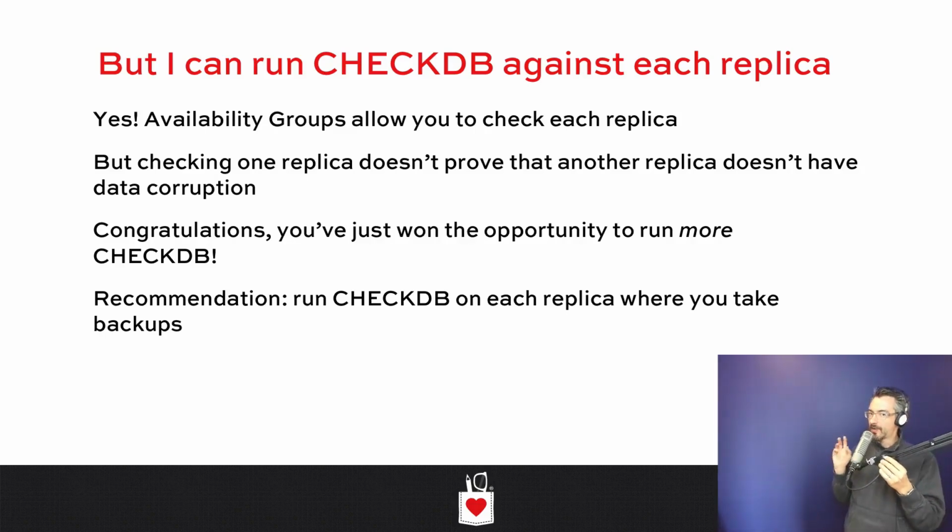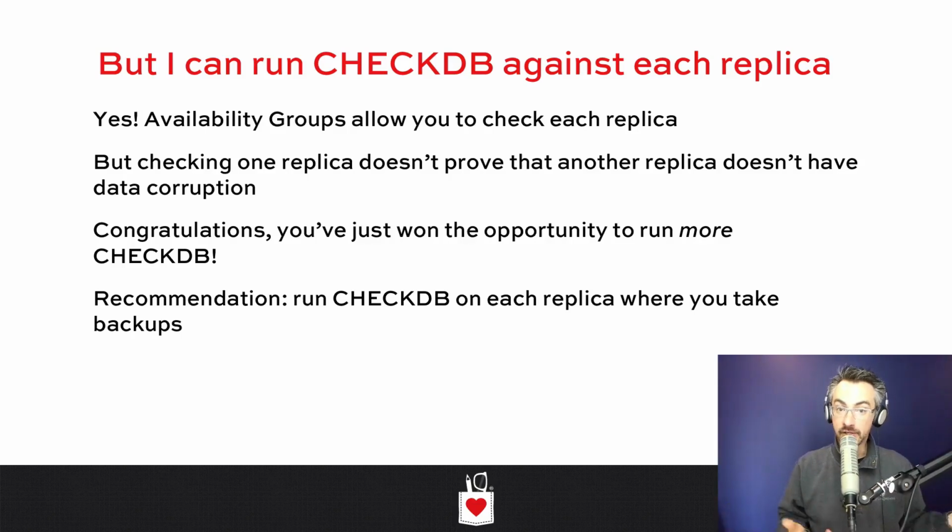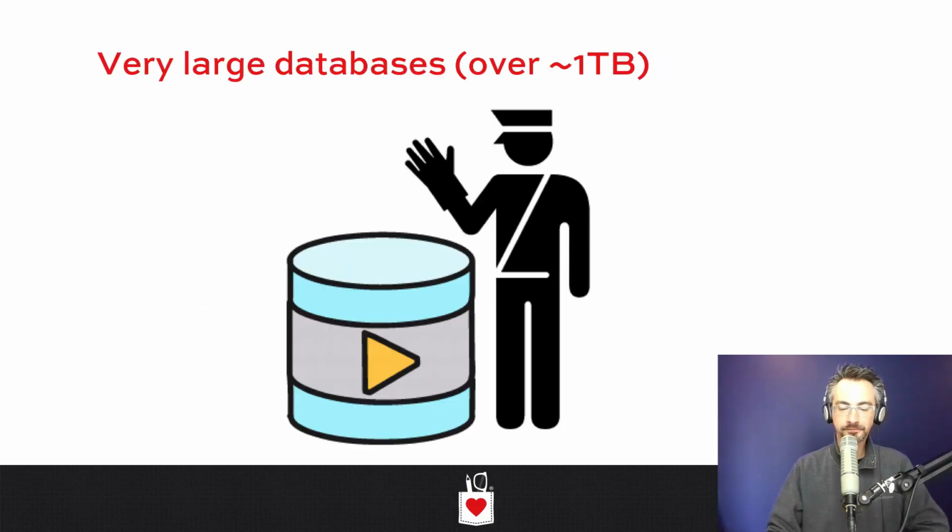Ironically, while you might think that you can offload CheckDB to other replicas, the real answer with availability groups is you just bought yourself the right to run CheckDB on more replicas, because after all, you need to make sure that whenever you fail over, you're failing over somewhere that's clean, not somewhere that's corrupt.